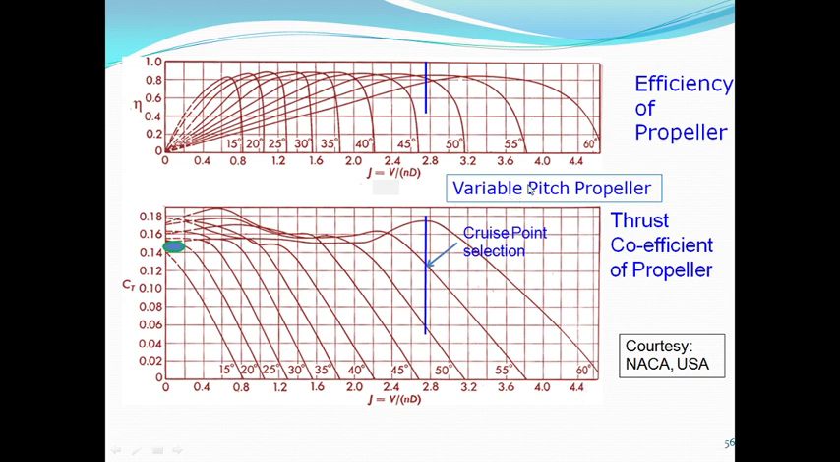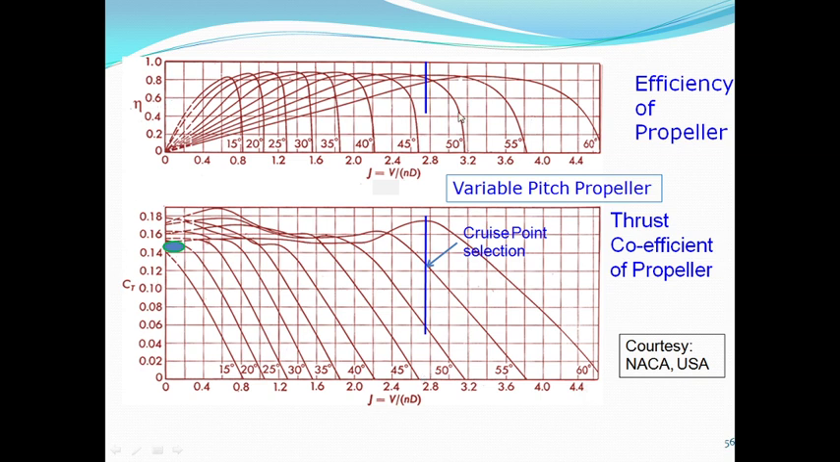That means at the cruise, it will have one kind of pitch. At takeoff, it will try to behave like this. And at the cruise, probably at high speeds, it behaves like this. So we need to have a kind of variable pitch. Okay, so this is what variable pitch is.